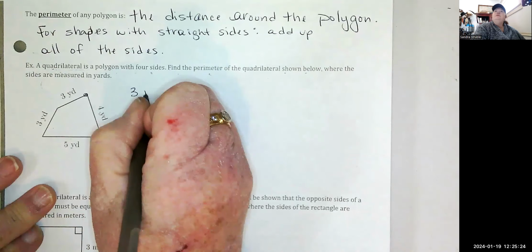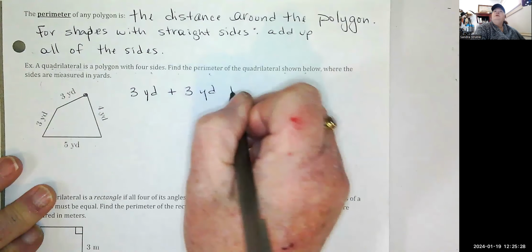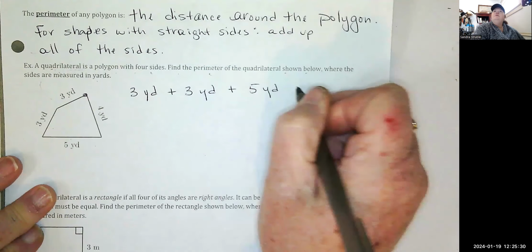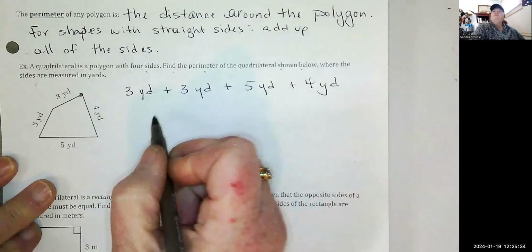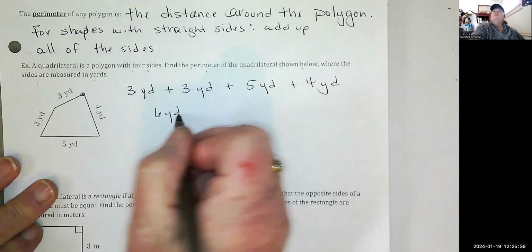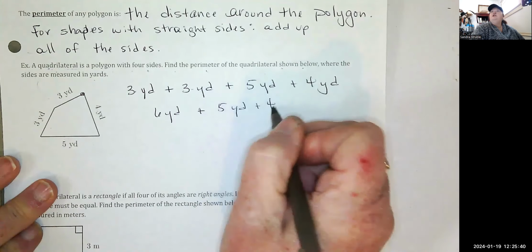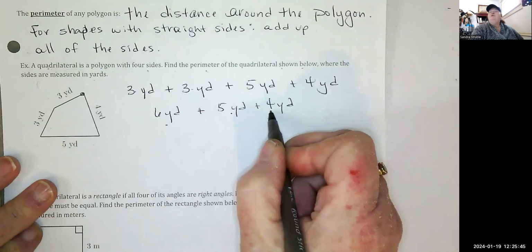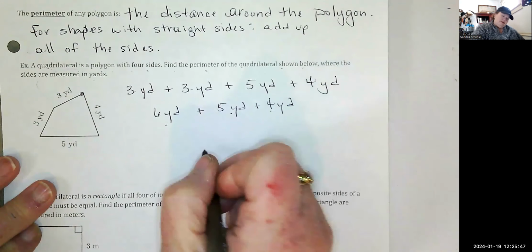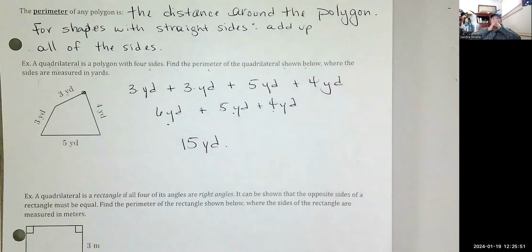I've got 3 yards plus 3 yards plus 5 yards plus 4 yards. Left to right, adding, 3 plus 3 is 6 yards. I guess I could have just added them all up, right? Because it's all addition at this point. So 6 plus 5 is 11, 11 plus 4 is 15. So that's 15 yards.